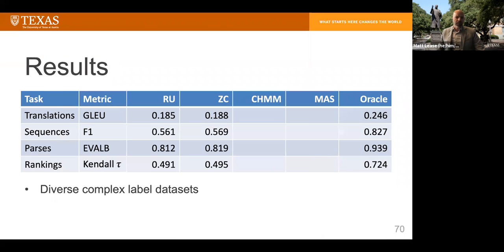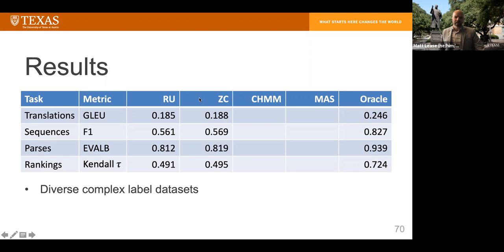On these 4 tasks, translation, sequences, parses, and ranking, we have a different metric for each one. Again, the evaluation metric aligns with the distance metric we use for translating the annotations into annotation distances. We see varying difficulty. For instance, the random user on translations only gets about 18%, whereas on parses, the random user gets about 81%. If we look at the oracle, you can similarly see the range of how well you can do in the best possible case, compared to the random user.